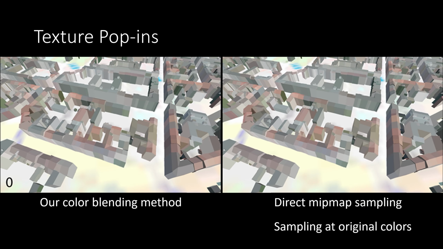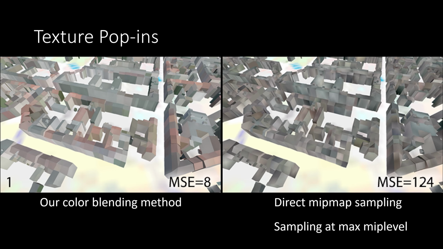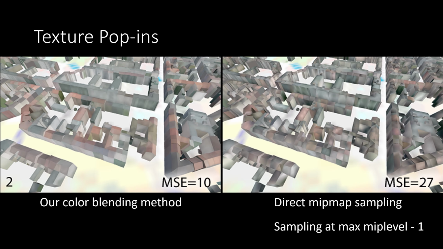Here is a close-up view of the rendering result using our color blending method compared to direct mipmap sampling. In frame 0, both methods sample from the original mesh colors. And in frame 1, we blend in very little high-frequency details from the maximum mipmap level, while direct mipmap sampling shows pervasive sampling errors in the low-resolution mipmaps. And in frame 2, we blend in some more high-frequency details from the second highest mipmap level.